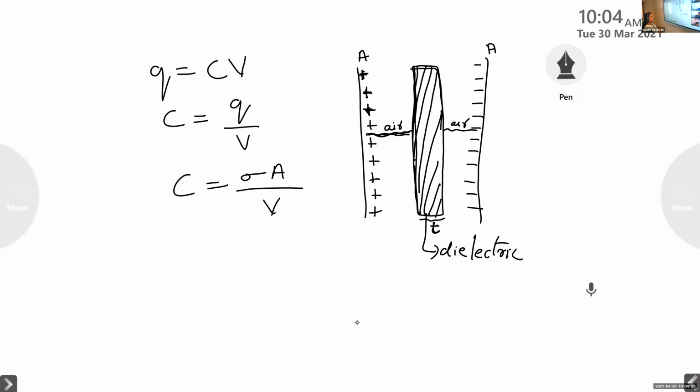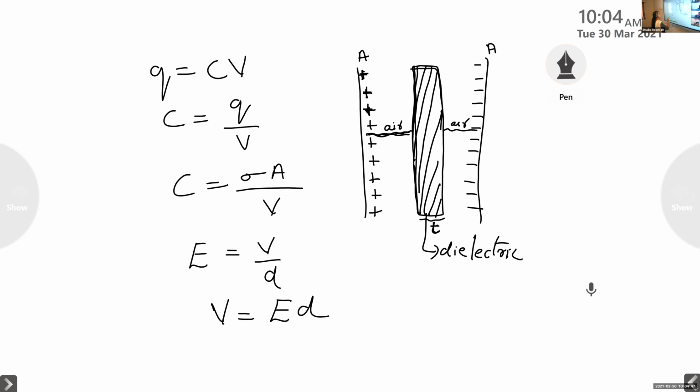Again, what about the potential? What is the relation between the potential and the electric field here? As in the above case, we can take E is equal to V by D, or V is equal to ED.